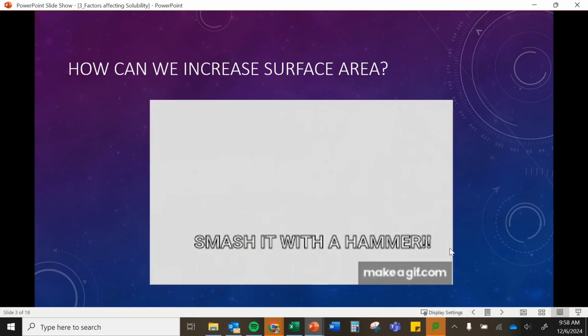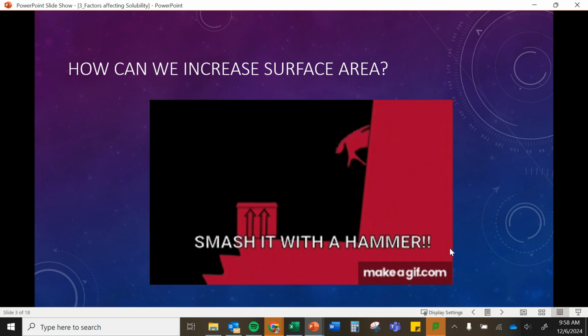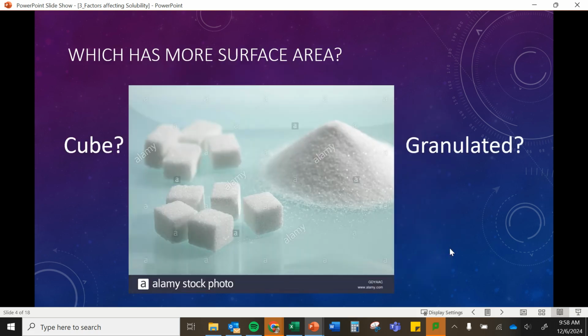So how can we increase the surface area? Okay, we can smash it and make it in smaller pieces. So which has more surface area, our sugar cubes or our granulated sugar? You can think, remember the surface area is the surface that's shown here. So if we have this sugar cube, only the surfaces around the cube are a part of the surface area. But with the same amount of sugar as granulated sugar, each of these little particles has surfaces all around it. So there's actually more surface area in granulated sugar, even though the particles are smaller.